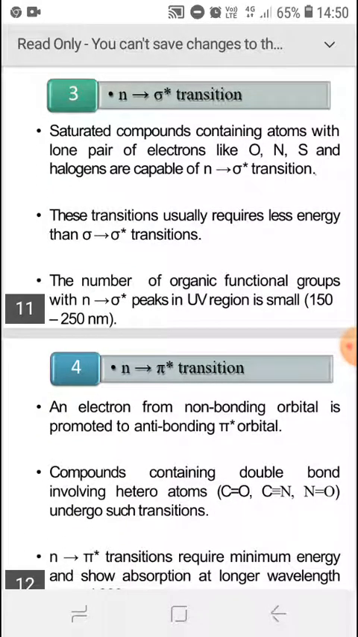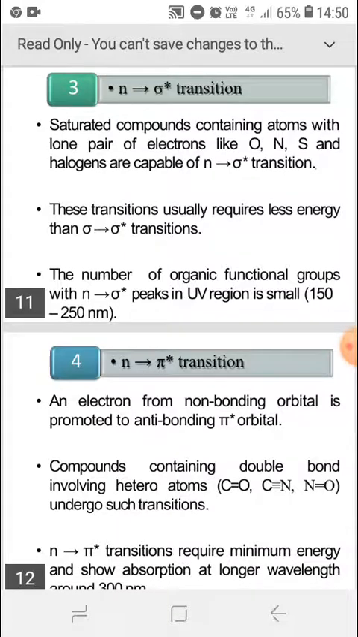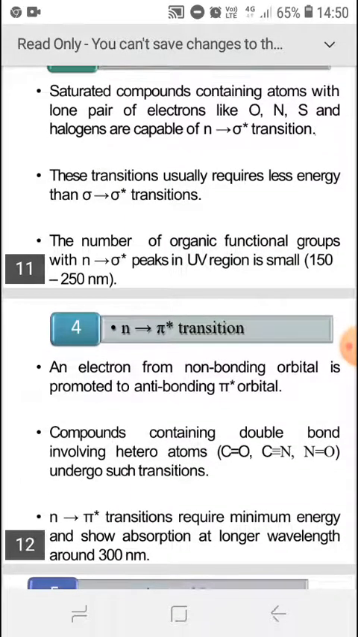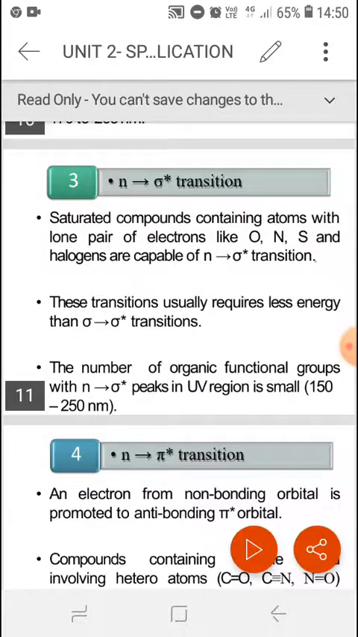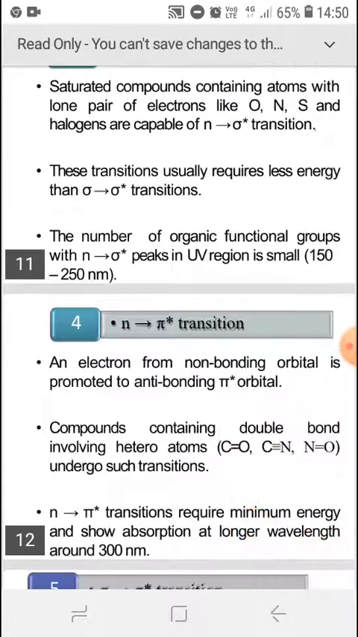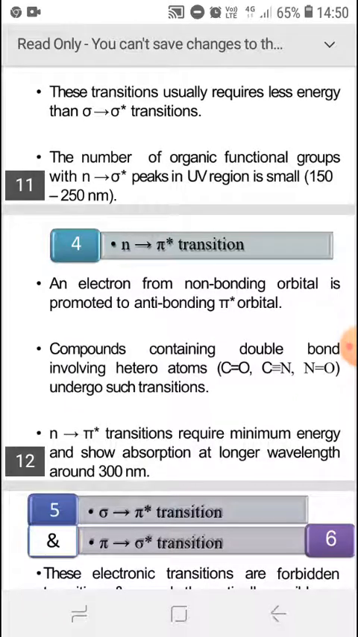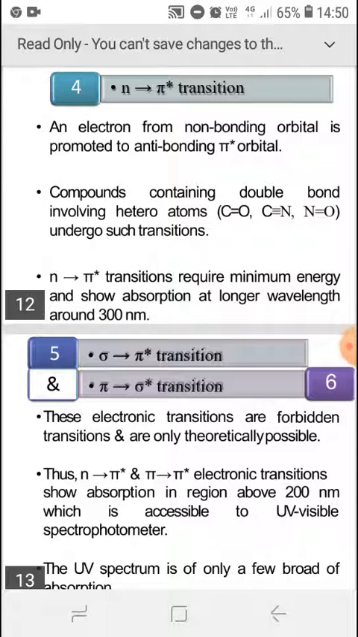The third one is when saturated compounds contain atoms with lone pairs of electrons like oxygen, nitrogen, sulfur, and halogens. These are capable of n to sigma star transition, and this transition requires less energy than sigma to sigma star transition. Most organic functional groups lie under it, in the range of 150 to 250 nanometer.